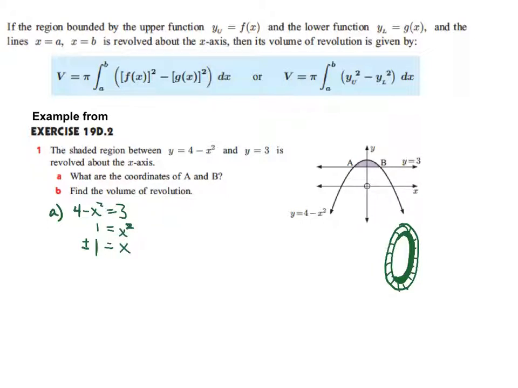Okay? Now notice it asks for the coordinates of A and B, so we should give both points. So A is the point -1, 3, and B is the point 1, 3. Okay?